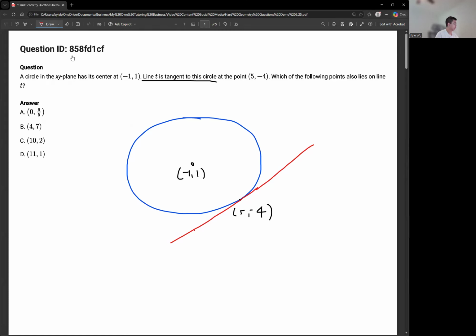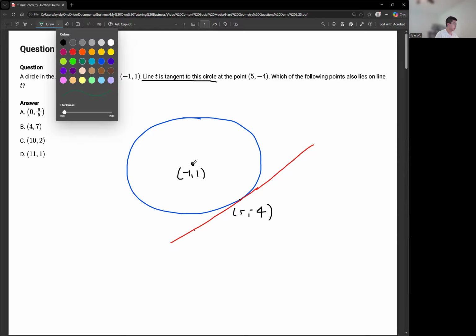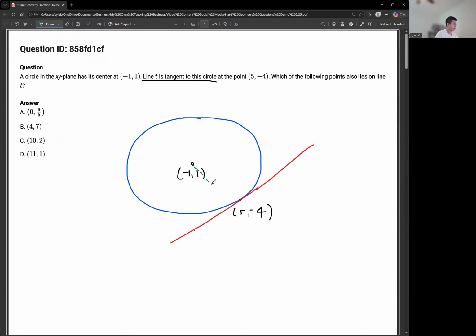Okay, so if I were to draw a line from the center to the point 5, -4, so that green line right there, this would actually make a 90-degree angle with that tangent line, the red tangent line right there. I know it doesn't look like it, but pretend like it's drawn perpendicular. Okay, so now that you know that the green line and the red line are going to be perpendicular, that's very good because what do we know about the slopes of two lines that are perpendicular?